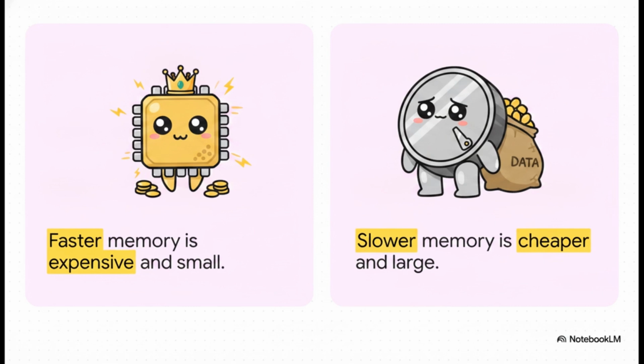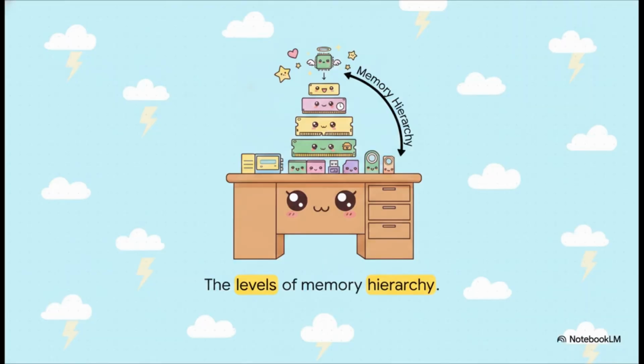The golden rule you really need to remember here is this simple trade-off. Faster memory is always going to be expensive, so it comes in a very small size. On the flip side, slower memory is much cheaper, which means we can afford to have a lot more of it. And that brings us to this layered structure right here, the memory hierarchy. This is exactly how we bridge that speed gap.